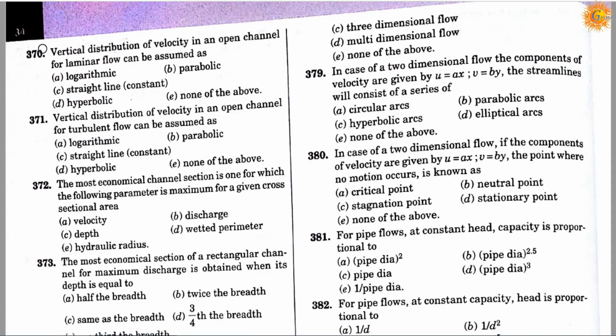Question number 370. Vertical distribution of velocity in an open channel for laminar flow can be assumed as: option A, logarithmic; option B, parabolic; option C, straight line constant; option D, hyperbolic; option E, none of the above. So correct answer is B. It will be parabolic.